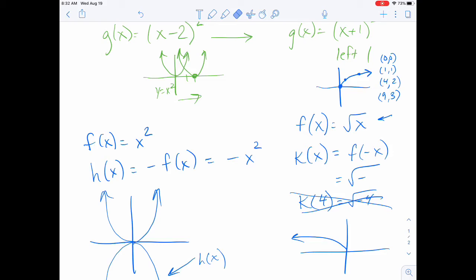Let's write it here. If I plug in a negative 4, then a negative negative becomes a positive 4. The square root of positive 4 is equal to positive 2. So this would have been the point, negative 4.